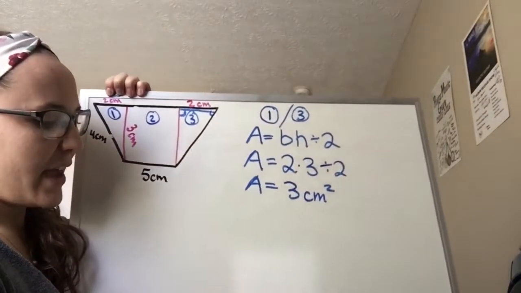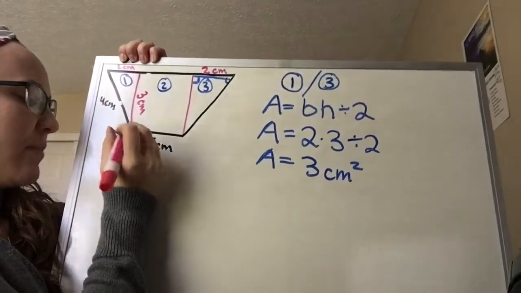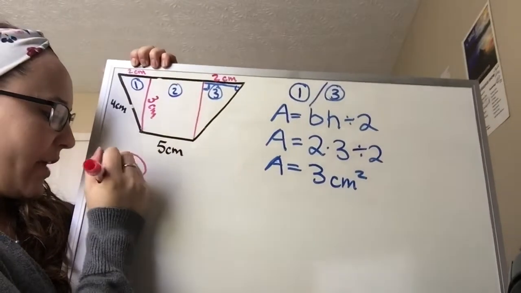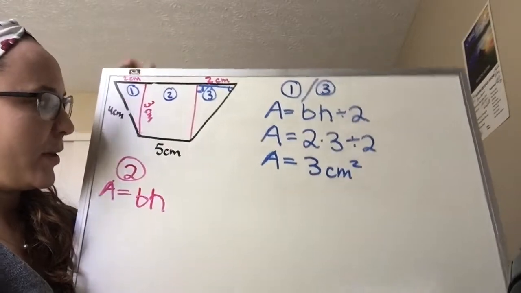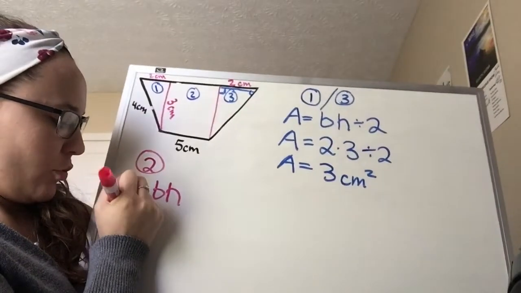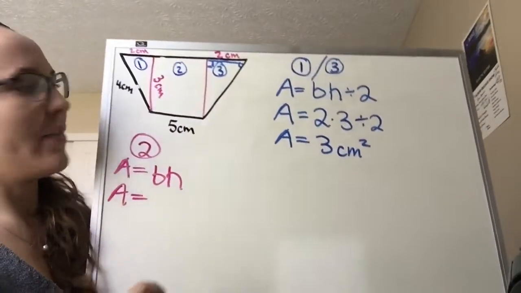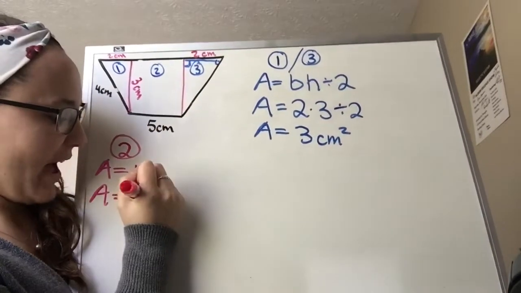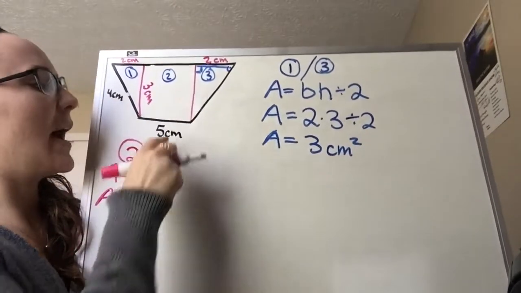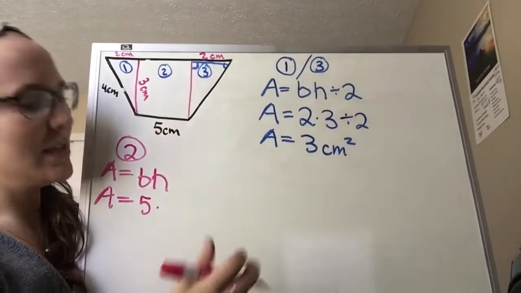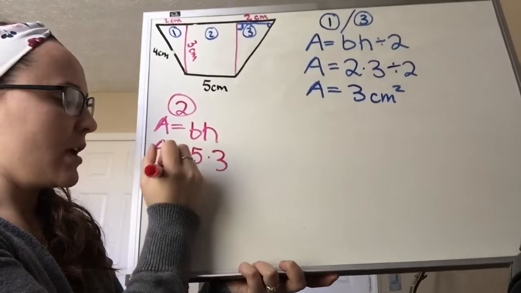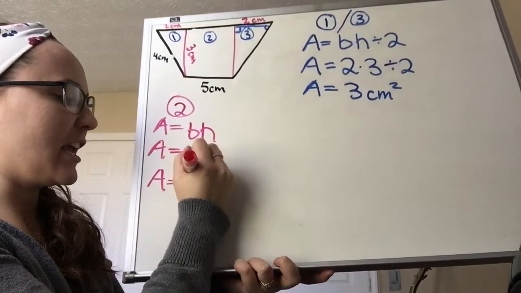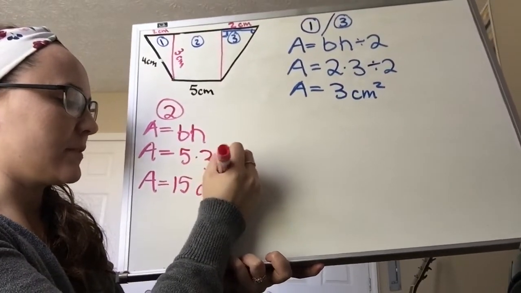So now let's find the area of the rectangle. Okay, so the rectangle is shape number 2. So the area for shape number 2 is base times height. That's the formula. And so let's fill in the base and the height. Well, the base of our rectangle is 5, the height of our rectangle is 3. So A equals 5 times 3, which is 15 square centimeters.